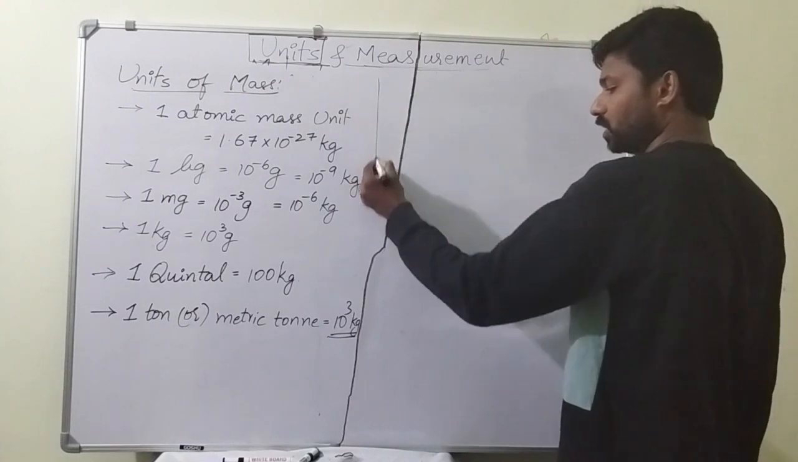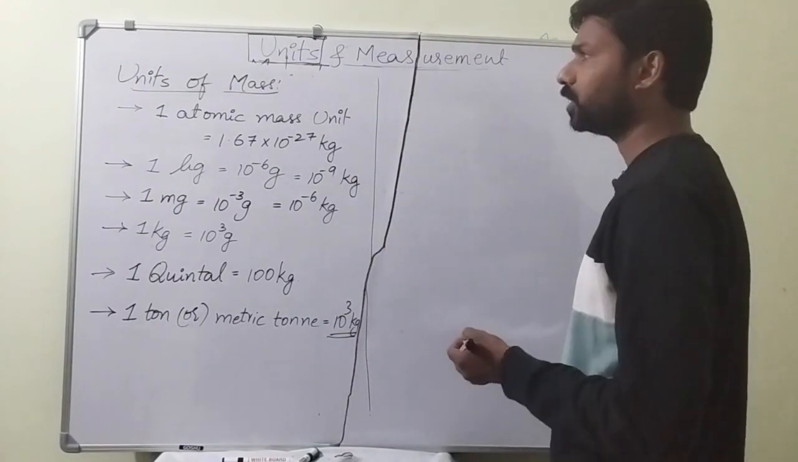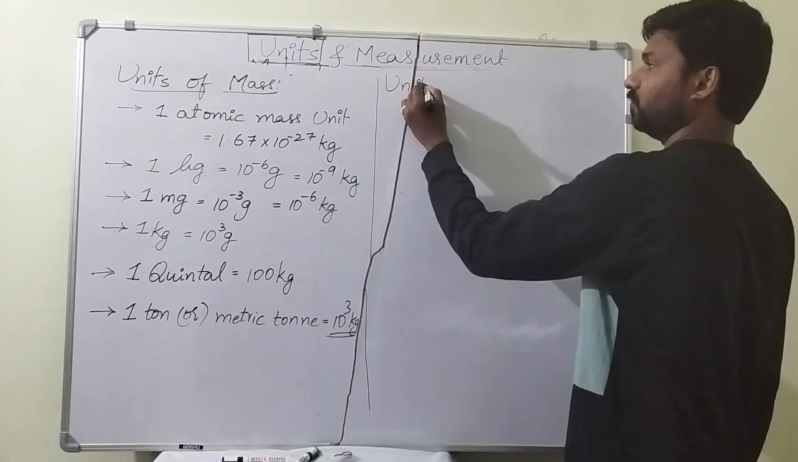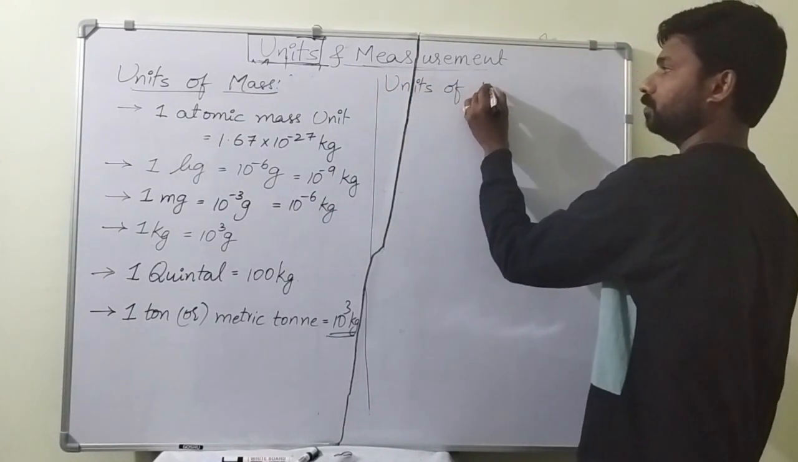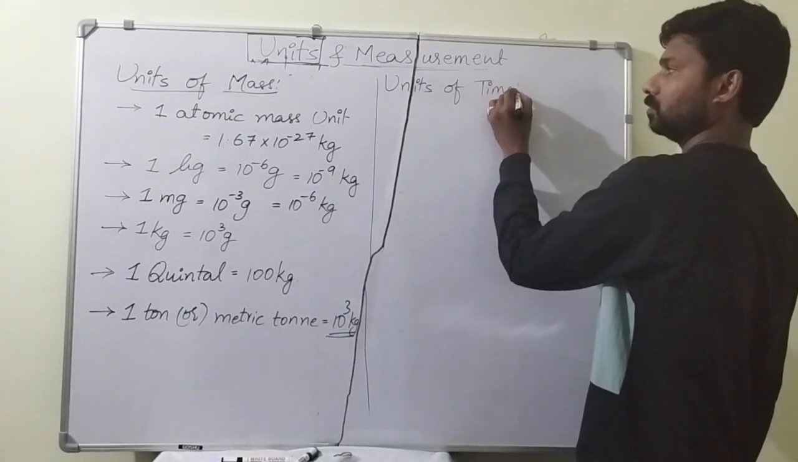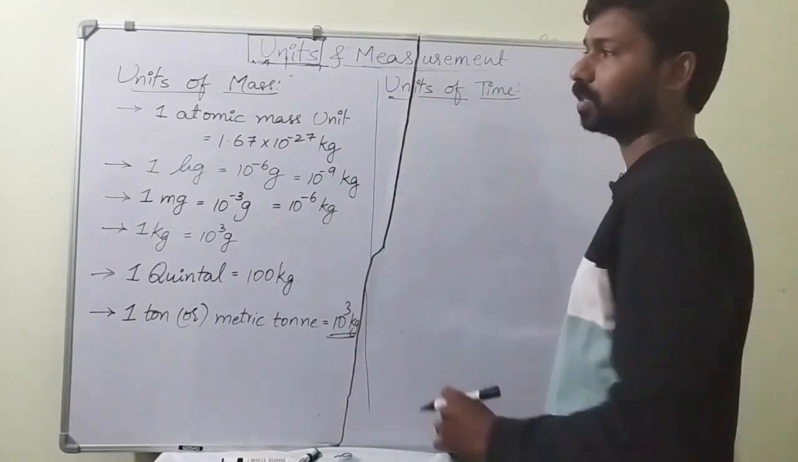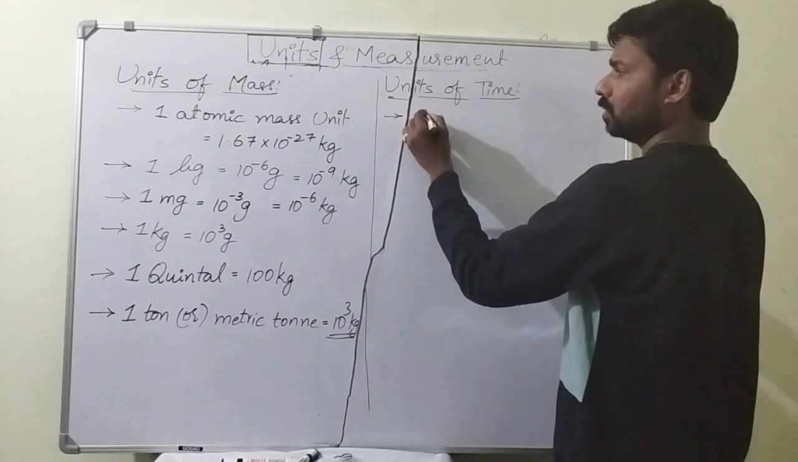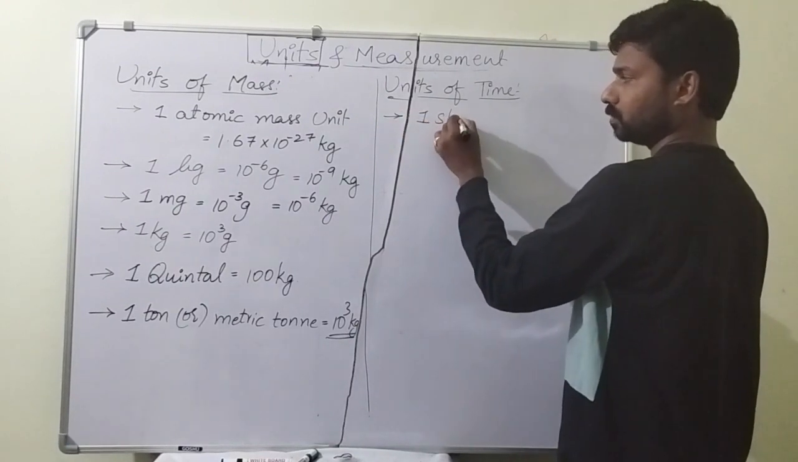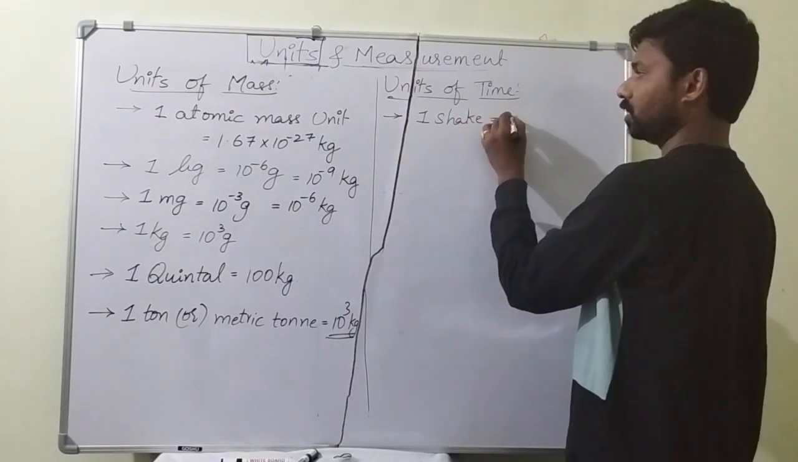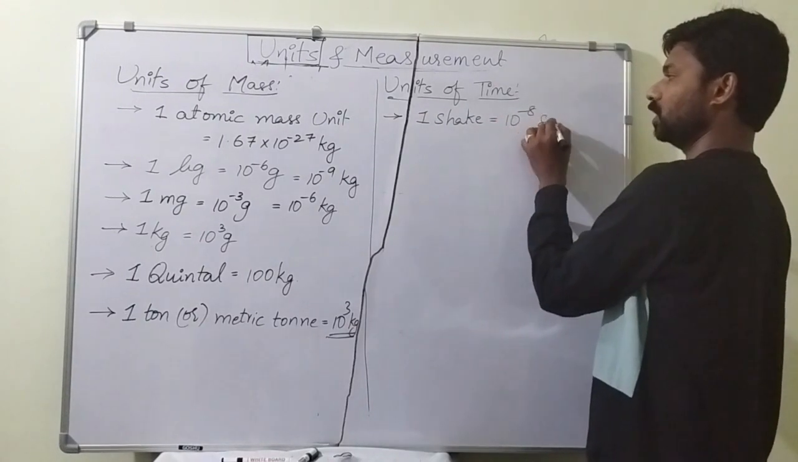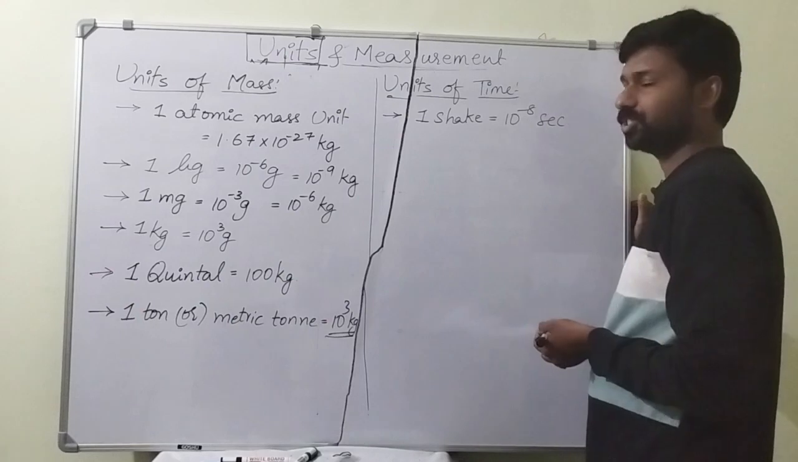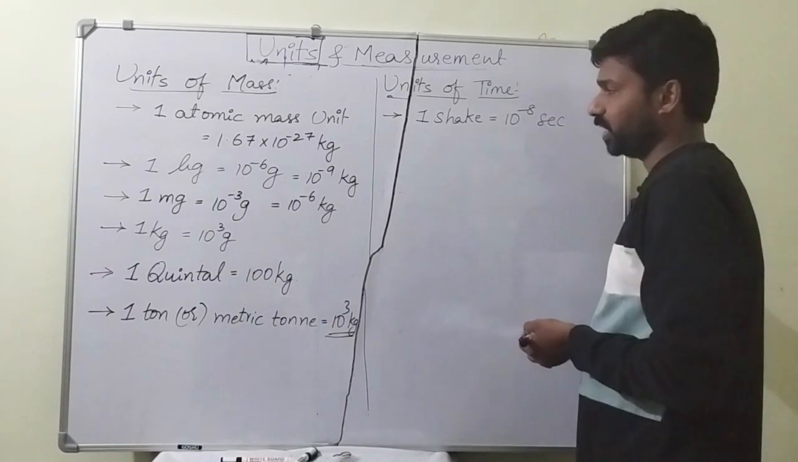Okay, now let us take different units of time. Okay, look at this. What are the different units of time? First let us come from 1 shake. 1 shake is equal to 10 to the power of minus 8 seconds. Is it okay? 1 shake is equal to 10 to the power of minus 8 seconds.